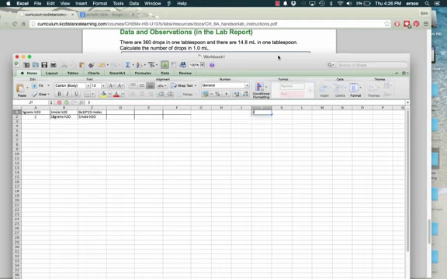I know that there are 360 drops in 1 tablespoon. And I also know that there are 14.8 milliliters in 1 tablespoon. Okay, so calculate the number of drops in 1 milliliter. So I'm going to start with the information they give me, 1 milliliter. And let's get rid of all this stuff.